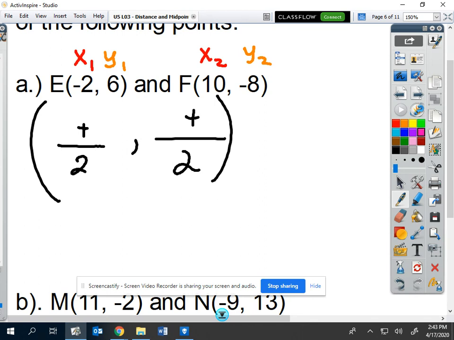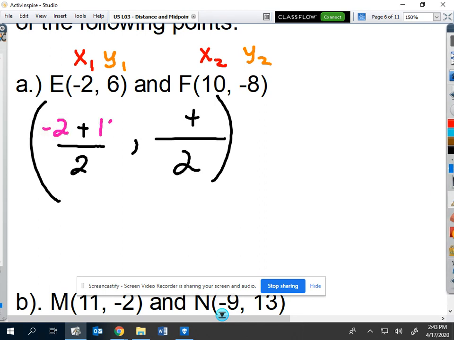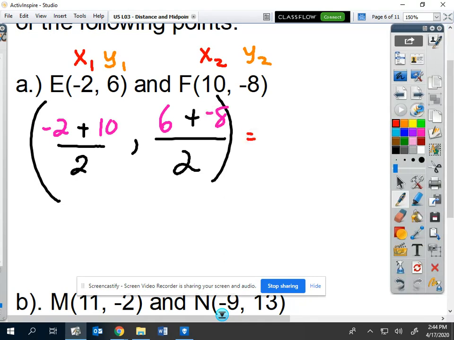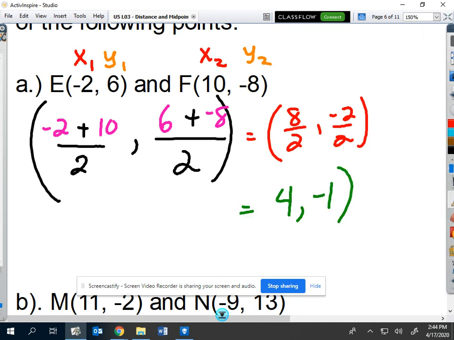Let's just plug our numbers in. Our x1 is -2 plus 10 and 6 plus -8. If we simplify a little bit, we're going to be left with -2 plus 10 is 8. So that's 8 over 2, comma 6 plus -8 is -2. So -2 over 2, which then gives me 4, comma -1. That is the midpoint of those 2 points.